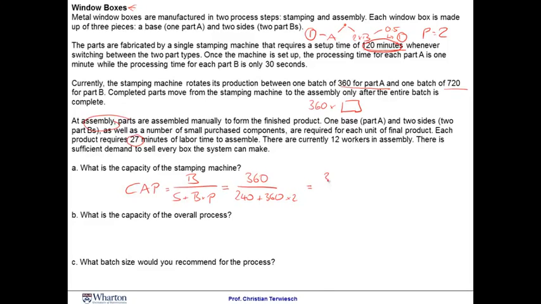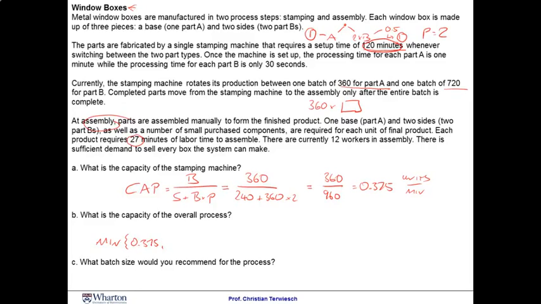And so we get 360 divided by 960, and that is 0.375. And I was sloppy here with the units. We should keep in mind that this is units per minute. All right, the next one, the capacity of the overall process. Recall in any process, the process capacity is driven by the minimum capacity in the process. And so that is first here the stamping machine, which we computed as 0.375.